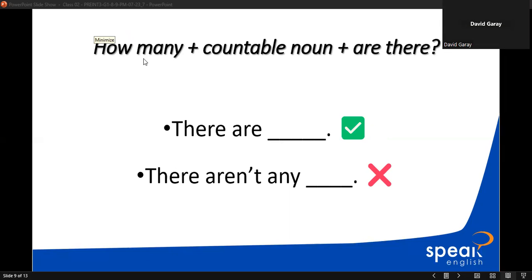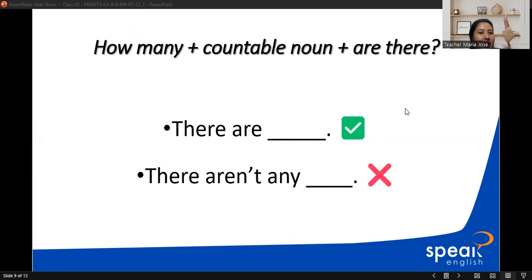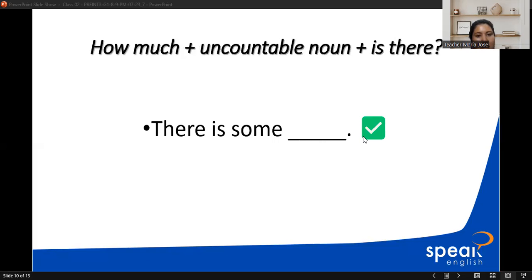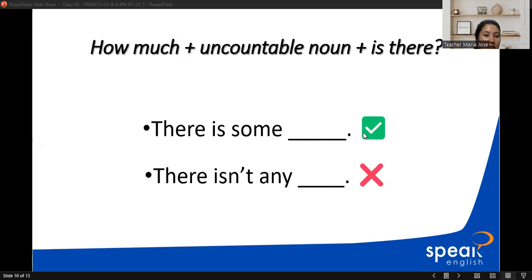Repeat, please, teacher. Okay, so for countable nouns, how many countable are there? How many apples are there? How many cookies are there? Countable, okay? And for the uncountables, how much? How much milk is there? No are, is, okay? How much oil is there? How much flour is there? Okay? Better, David? Okay. Thank you. Yes, okay, perfect. So let's continue.